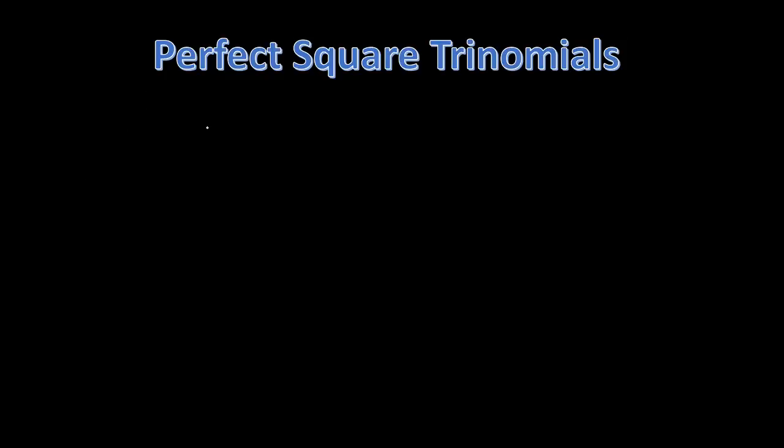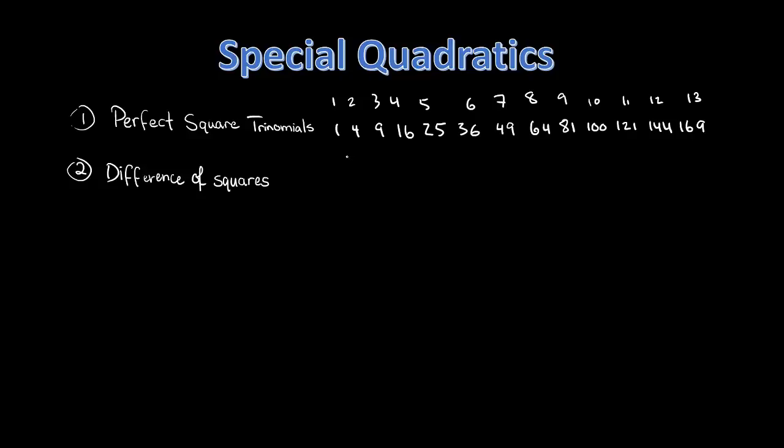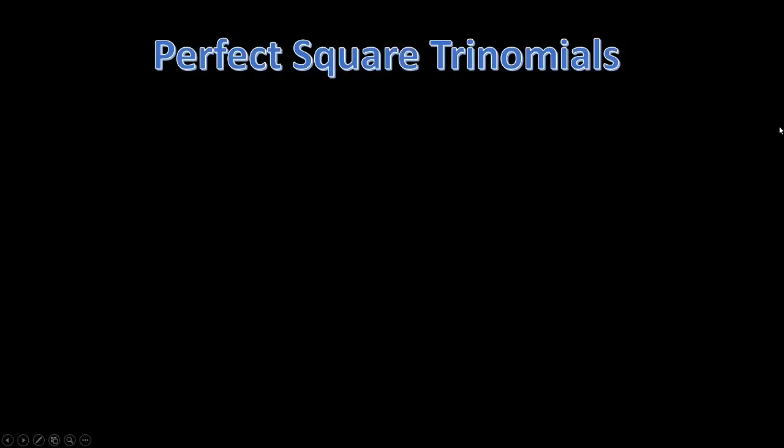So those were perfect squares that you saw before. These are perfect square numbers because they're 2 squared, 3 squared, 4 squared, 5 squared, 6 squared, and so on. Trinomials is when we're talking about the quadratics. So let's take, for example, x squared plus 4x plus 4.